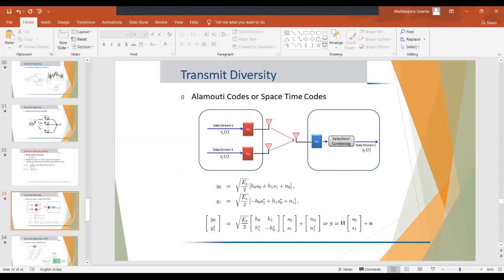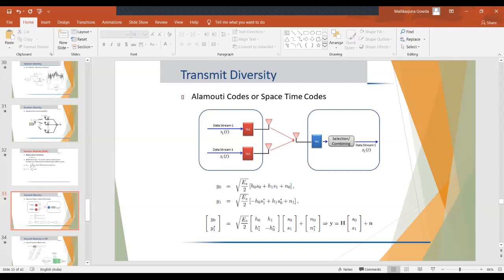So in transmit diversity, we use space-time codes. The known code is the Alamouti code. So data stream, X1 of t and X2 of t with two transmit antennas, right? So at the receiver side, Y0 will be equal to root of S by 2 of H0 S0 plus H1 S1 plus N0. Means this is H0, if I can say this as H0, and this is H1, right? So this is the received symbol, right? Root of S by 2 is the magnitude, and H0 S0, then H1 S1, plus N0 is the noise.